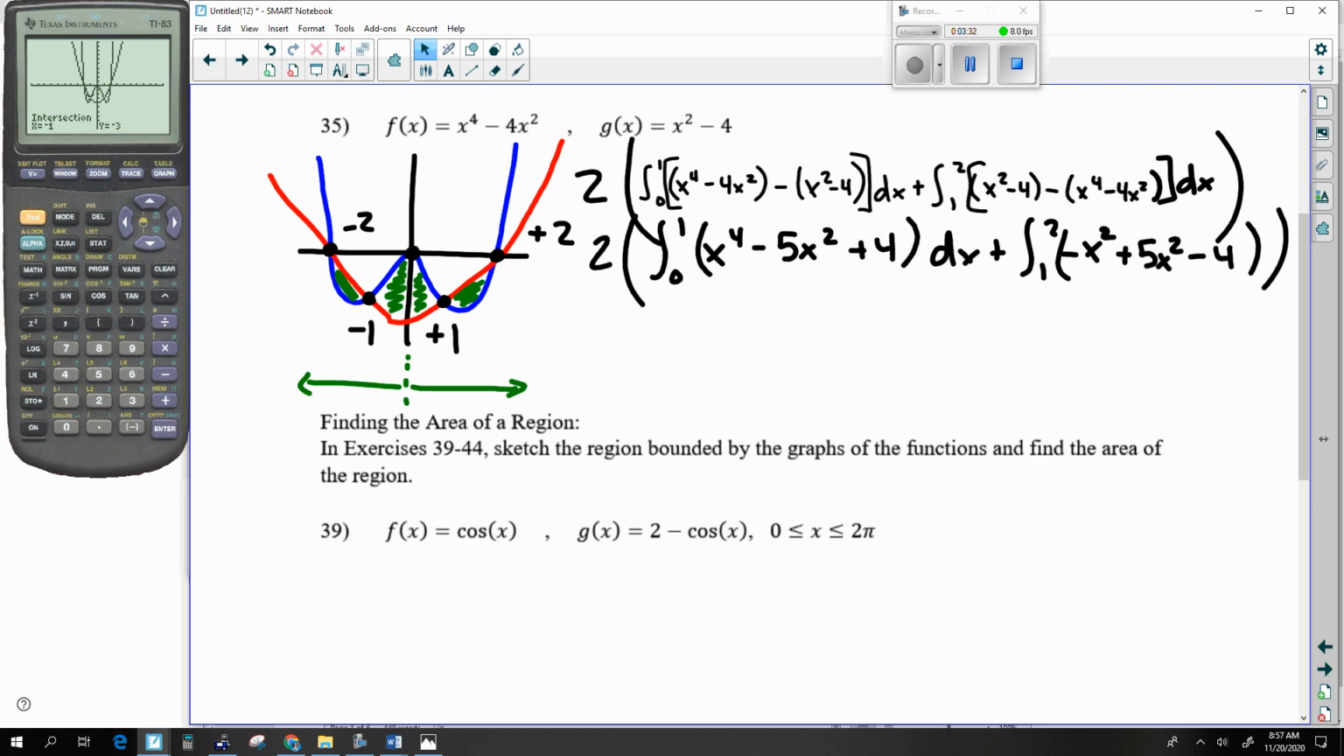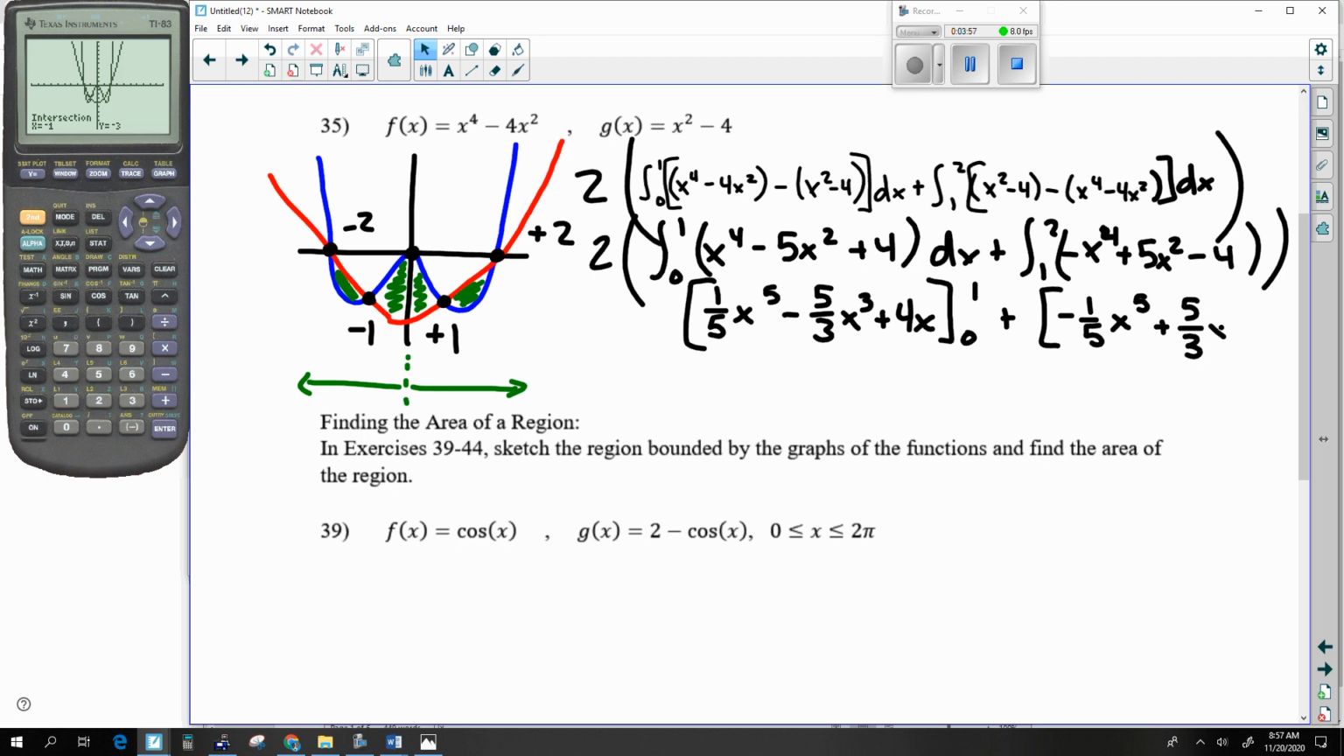All right. So long story short, this is 1/5 x to the fifth minus 5 over 3 x to the third plus 4x, on the interval from 0 to 1. And this one is negative 1/5 x to the fifth plus 5 over 3 x to the third minus 4x, the exact opposite, and this is from 1 to 2. This is all getting multiplied by 2.